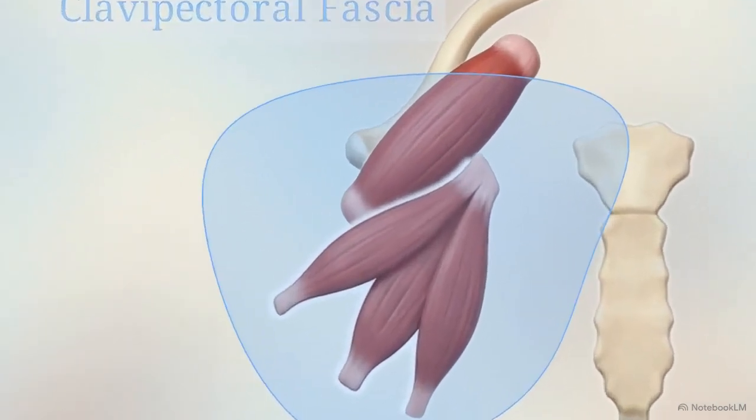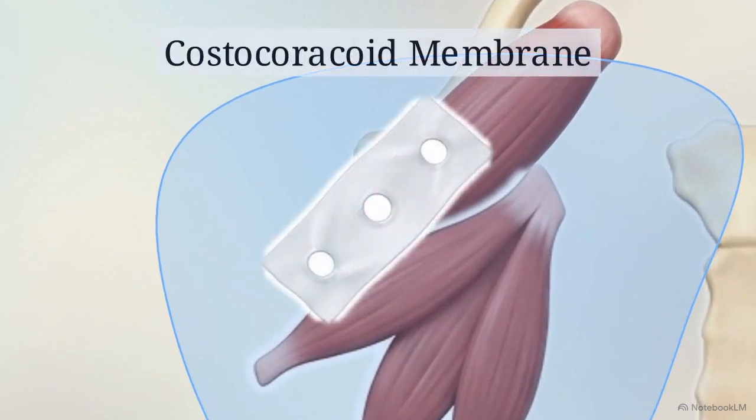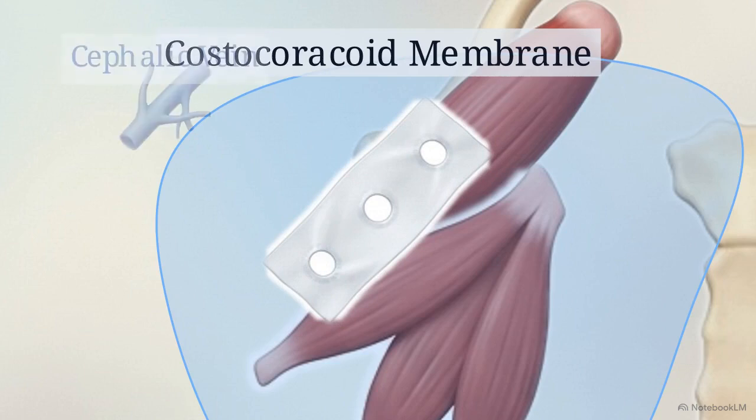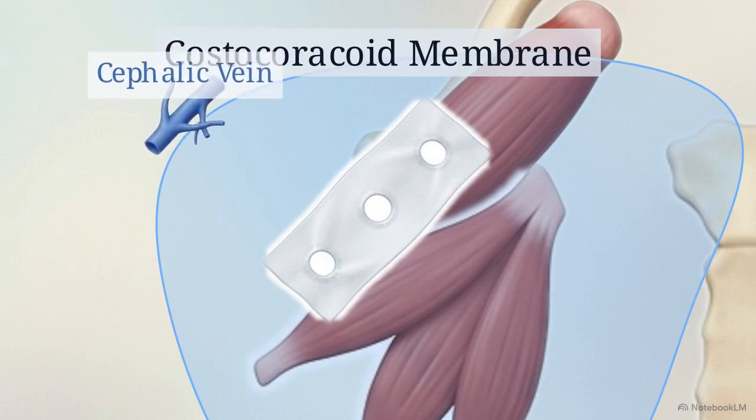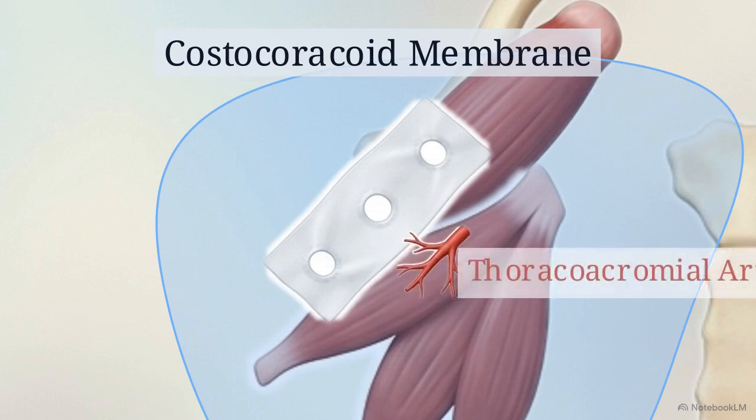Focusing tightly on the superior portion of this fascial sheet reveals a specific anatomical subdivision called the costocoracoid membrane. This membrane is pierced by three critical structures. First, watch as the cephalic vein dives inward, passing from the superficial tissues to drain into the axillary vein.